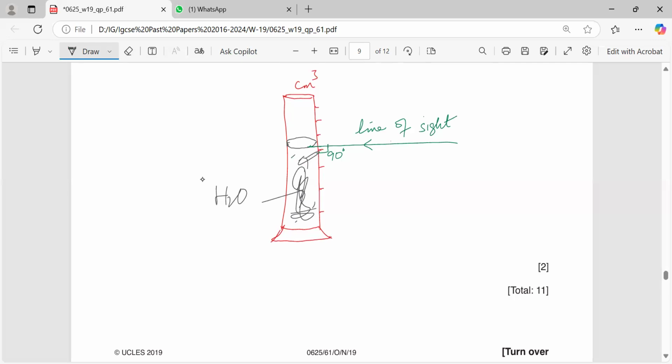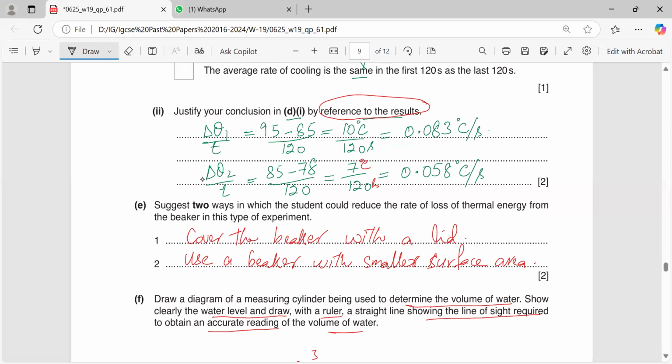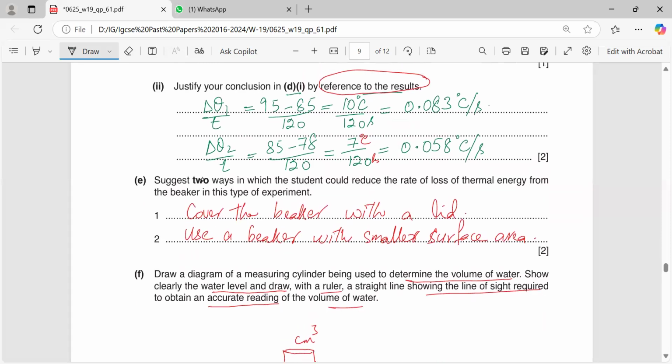So that is the question based on thermal physics. Please, if there is any question or query, feel free, you people can ask me. But very important: when it is written by reference to the results, it means you have to show some numerical data. You have to show some numerical data.